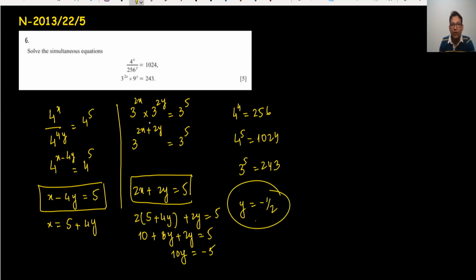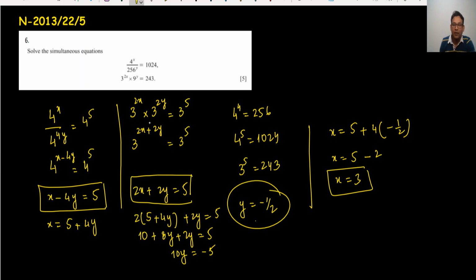We got the value of y. And when we need to find the value of x, I can substitute this value here. x equals 5 plus 4 times minus 1 upon 2. So this is minus 2, and x is coming 3, and we have done it. Mistakes are possible, sorry for that, because sometimes I don't check the answer and I just do it. So we have done question number 5, paper 2, variant 2, 2013 November.